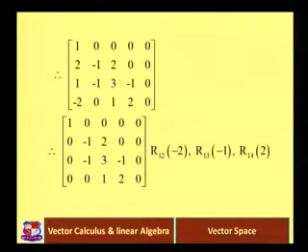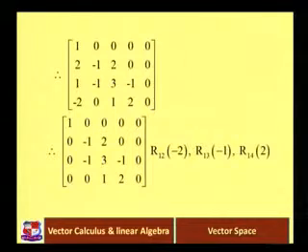So here is the augmented matrix: 1 0 0 0 0, 2 minus 1 2 0 0, 1 minus 1 3 minus 1 0, and minus 2 0 1 2 0. We convert this matrix into row echelon form.